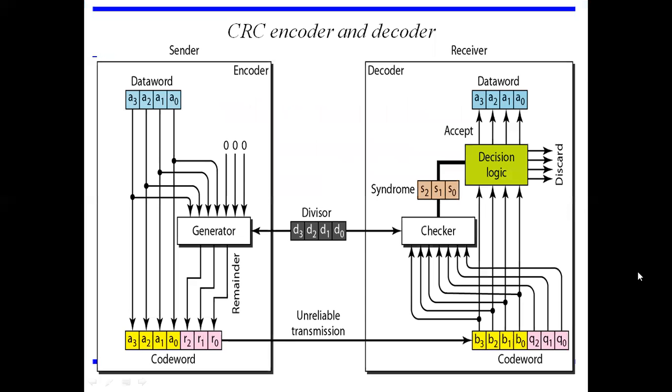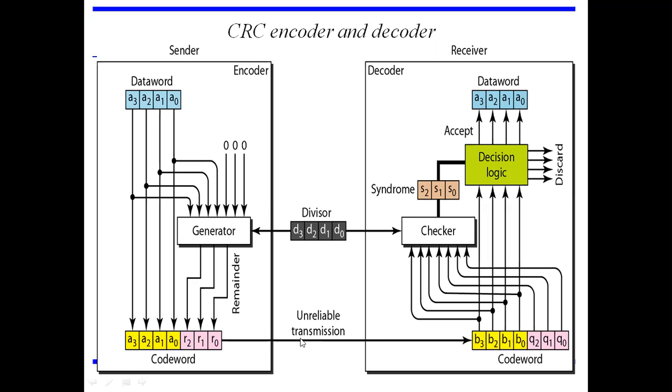This is the entire procedure of CRC, where the sender wants to send a data word, which is appended with the redundant bits. Those redundant bits are generated by performing division on the given data word with the help of a selected divisor. The divisor is known to both parties, sender and receiver.